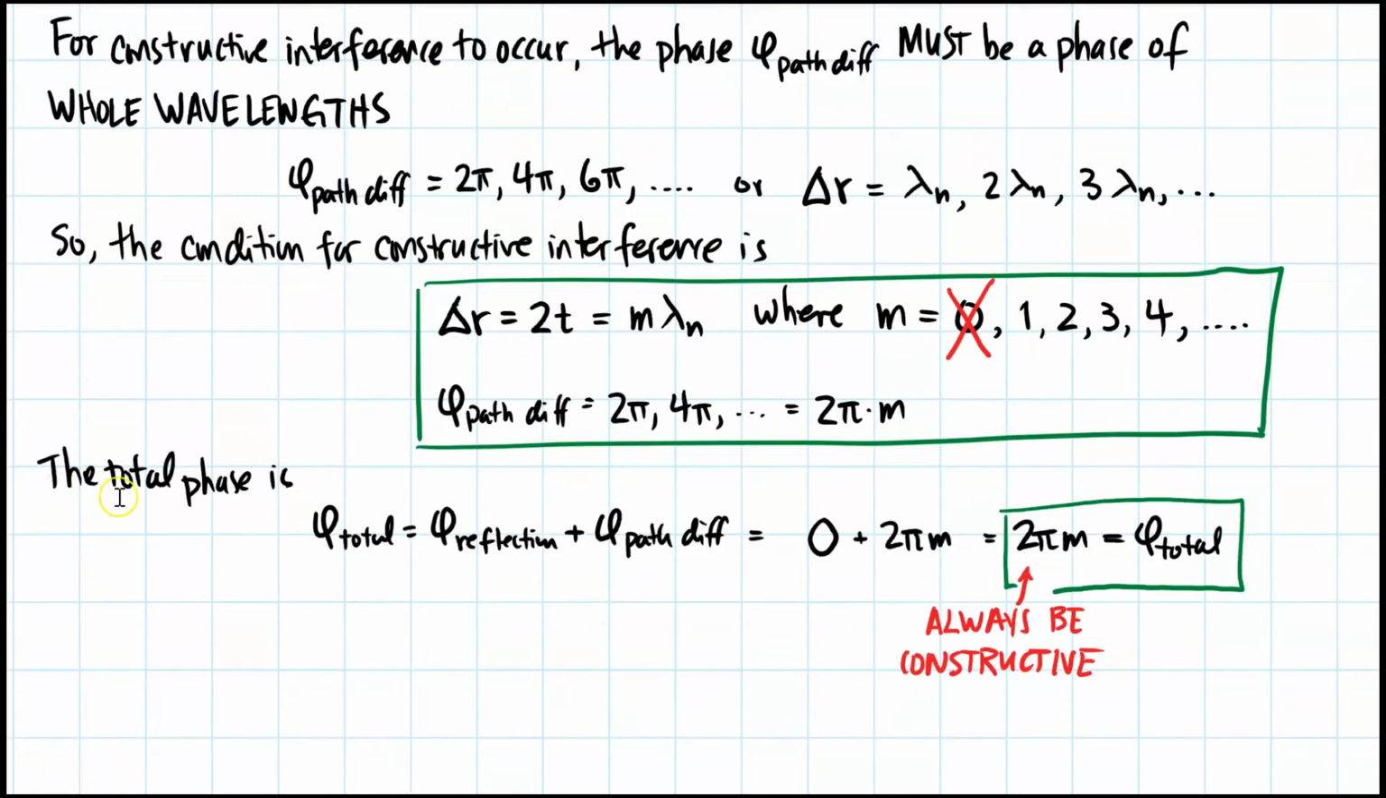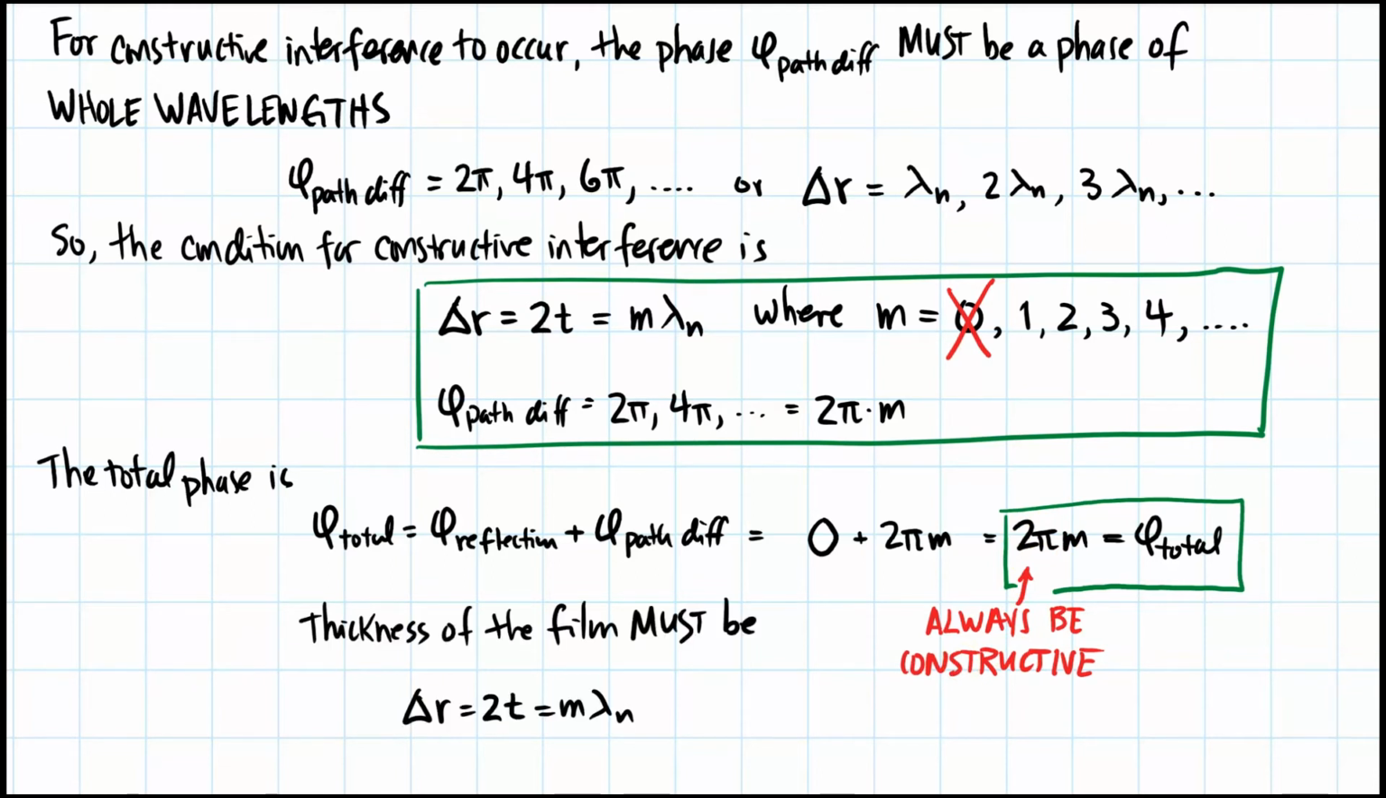So, putting it all together, the total phase is the combination of reflection plus path difference. We already saw that the reflection was 0, and the thickness of the film, which is related to this phase, must be then 2 pi times m. So therefore, the total phase is 2 pi m. If I always have a phase of 2 pi or multiples of 2 pi, I will always have constructive interference. Or stated differently, the thickness of the film must be whole wavelengths.